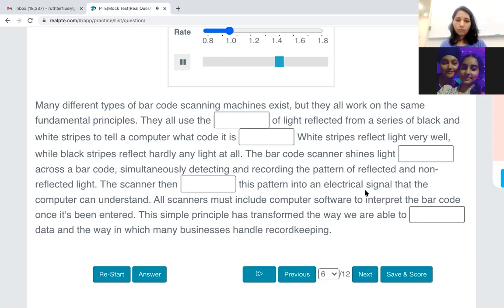The scanner then translates this pattern into an electrical signal that the computer can understand. All scanners must include computer software to interpret the barcode once it's been entered. This simple principle has transformed the way we are able to manipulate data and the way in which many businesses handle record keeping.